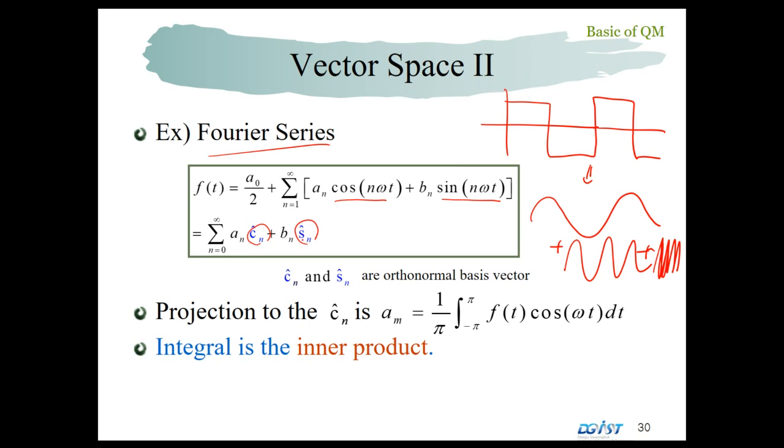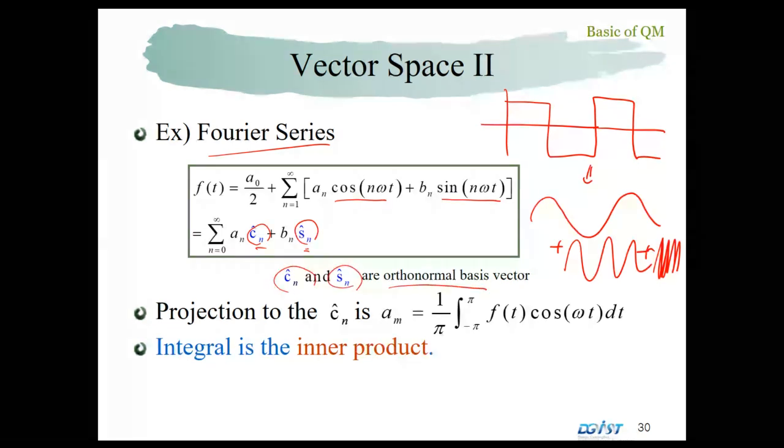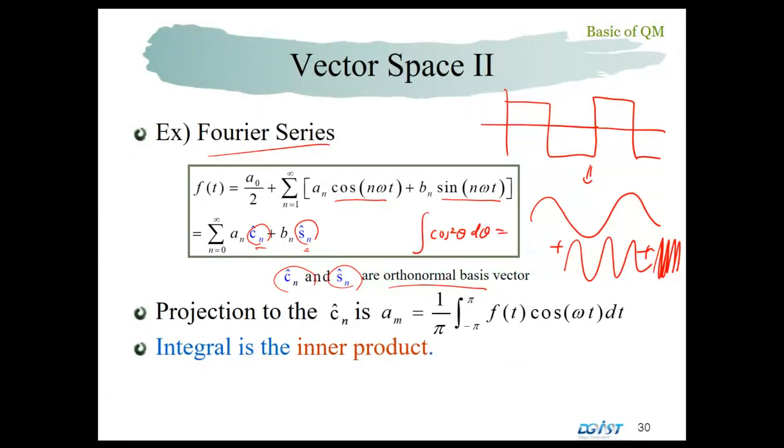Right. So, if we represent cosine and sine as unit vectors, you can easily find the orthonormal property between them. We already learned cosine is non-zero, but cosine theta multiplied by sine theta gives a zero. And also cosine n theta and cosine m theta give such a relation. So they are orthogonal to each other.